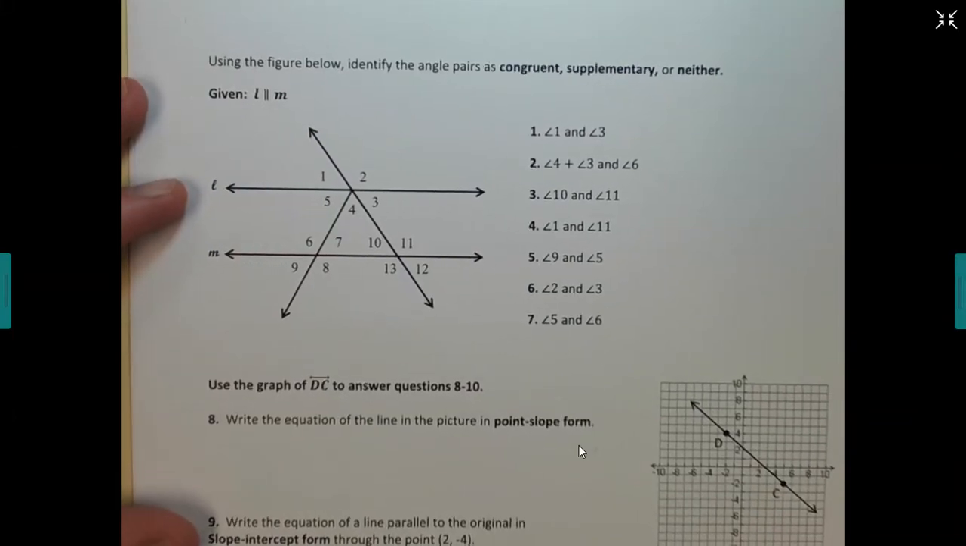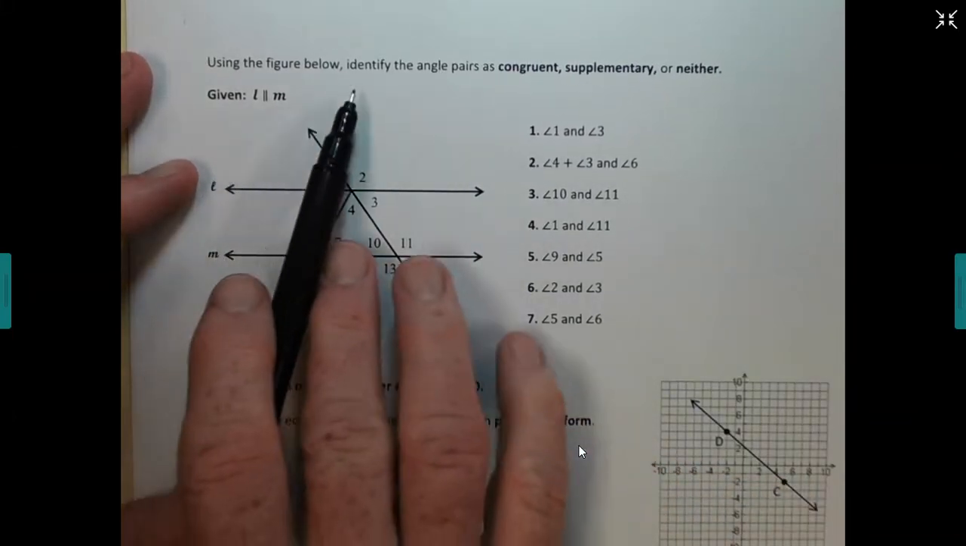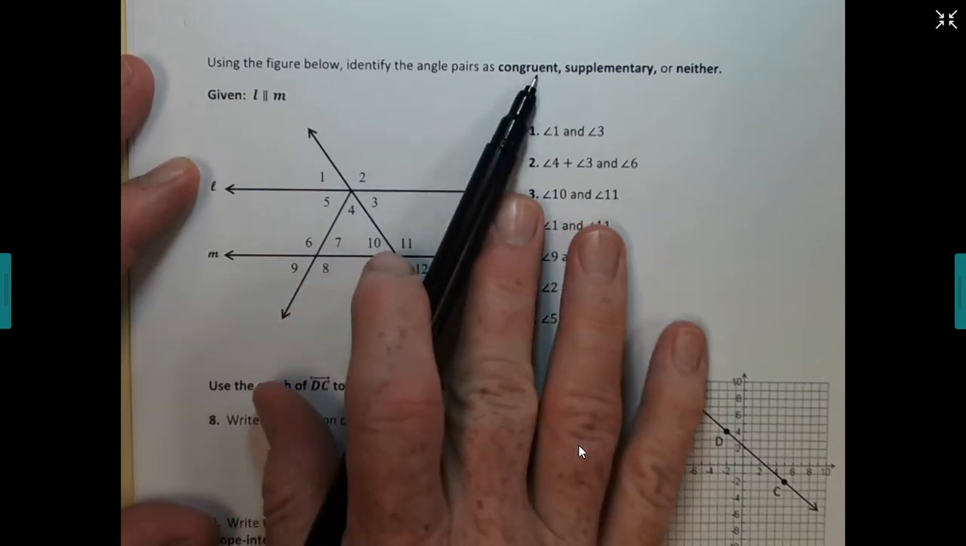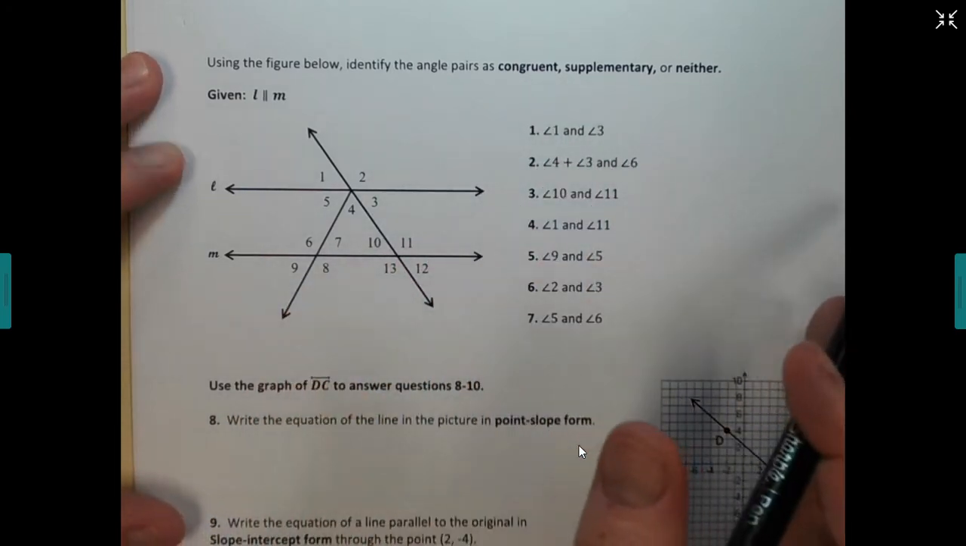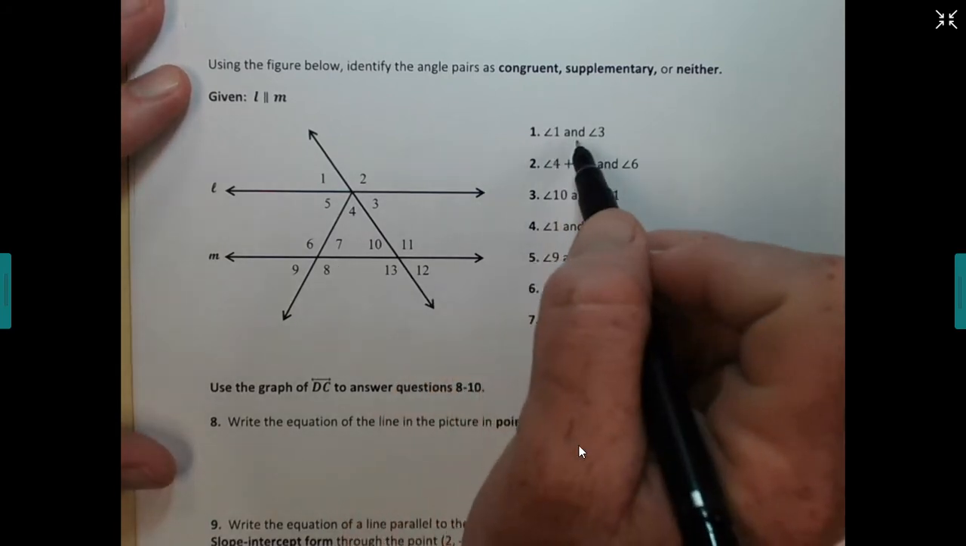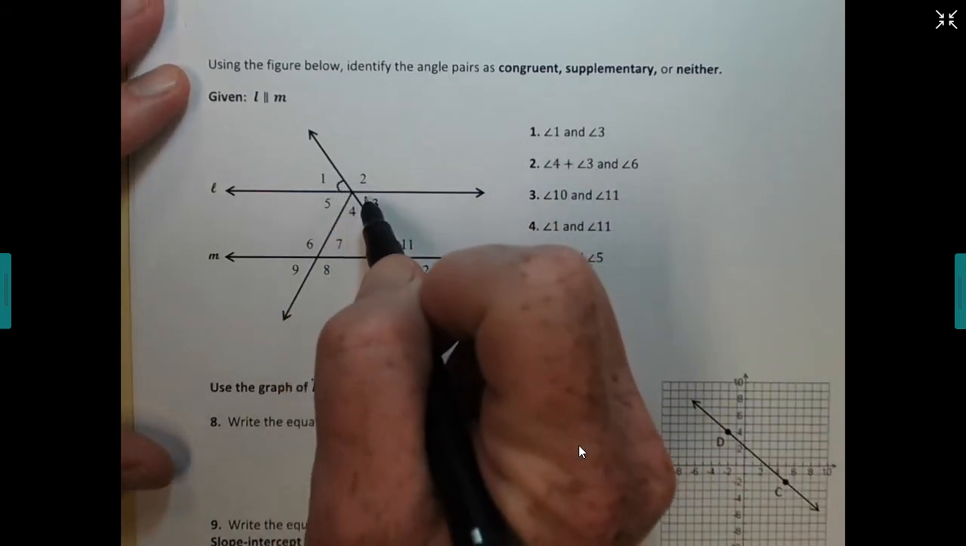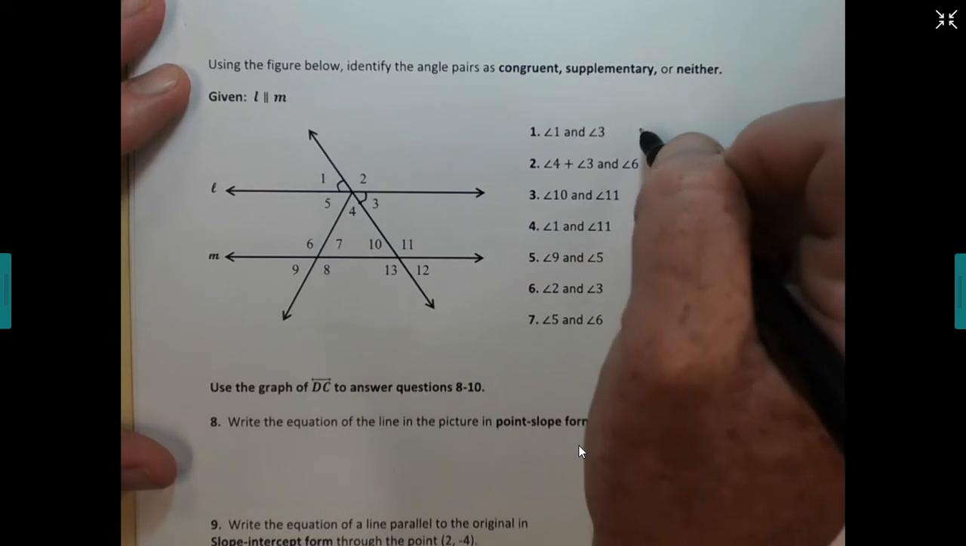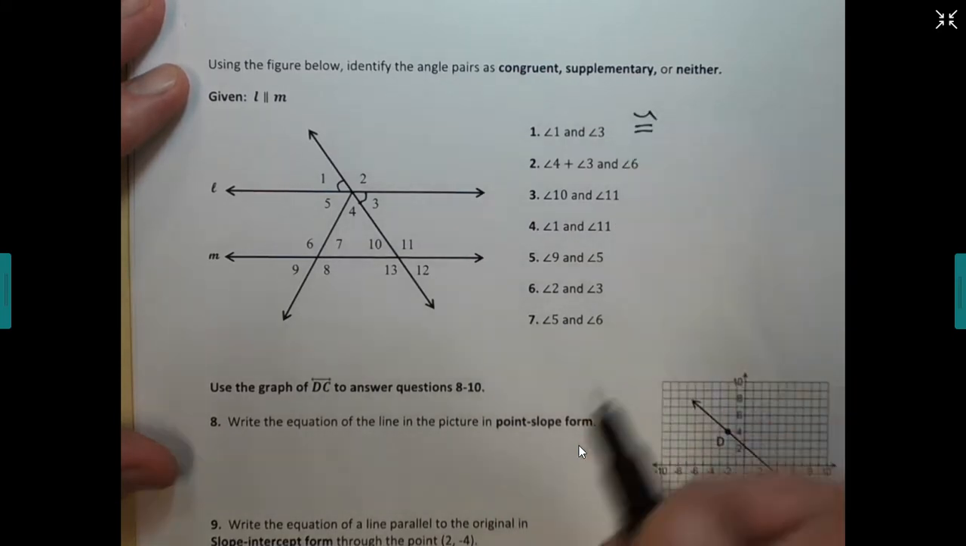Here we go with page 2. These figures identify angle pairs as congruent, supplementary, or neither. So it's an application of what we were just talking about from page 1. 1 and 3, those are vertical angles. We know vertical angles are going to be congruent.